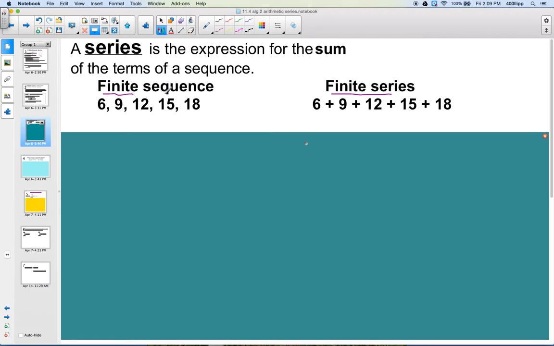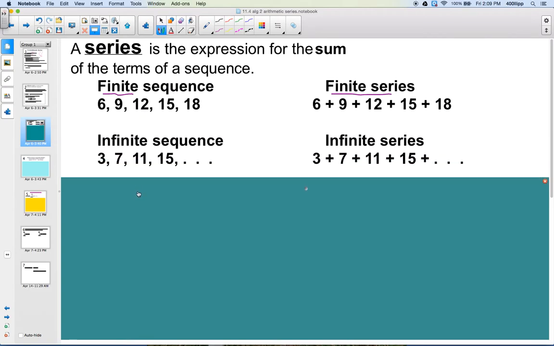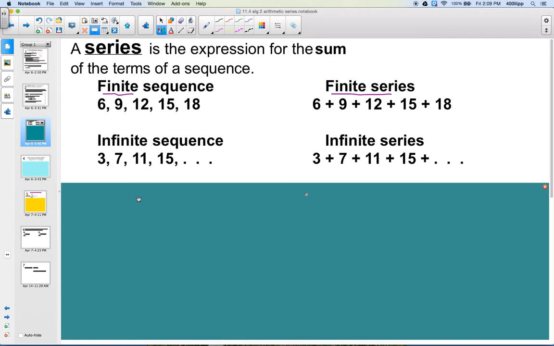Okay? So if we look at an infinite sequence, it is telling us that it's going to keep going on and on forever. And an infinite series will also keep going on and on forever, which means it's not going to be approaching a number, and we cannot find these for arithmetic series if it's infinite. Only for finite. You can only find a finite arithmetic series.